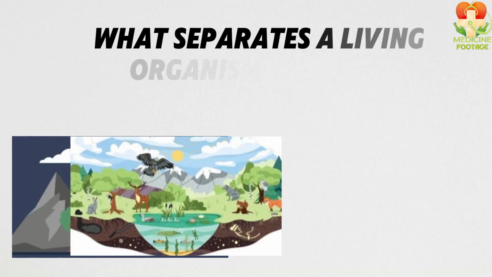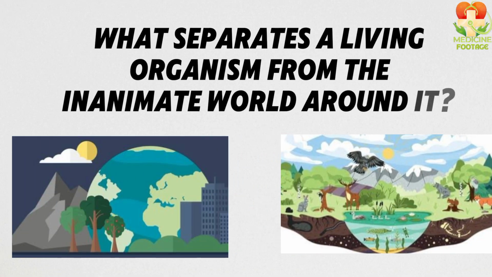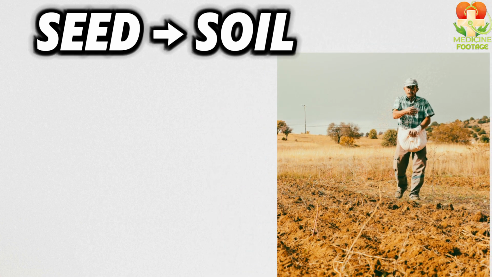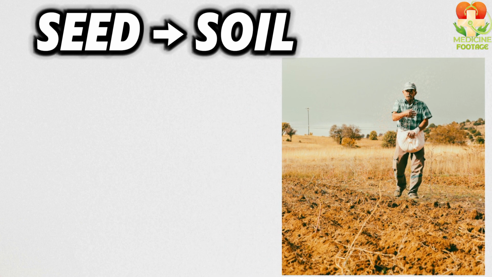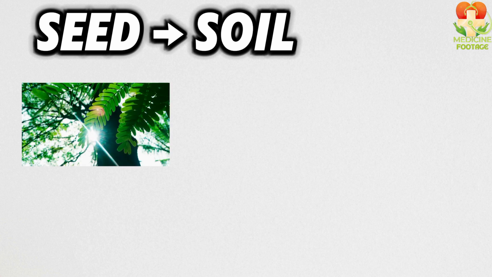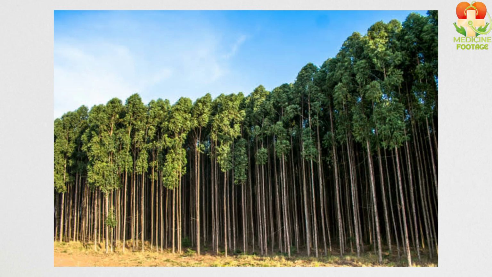What separates a living organism from the inanimate world around it? It's a question as old as human curiosity itself. Imagine this: a single seed falls into the soil, dormant and still, but with just the right amount of sunlight, water, and nutrients, it transforms into a towering tree.